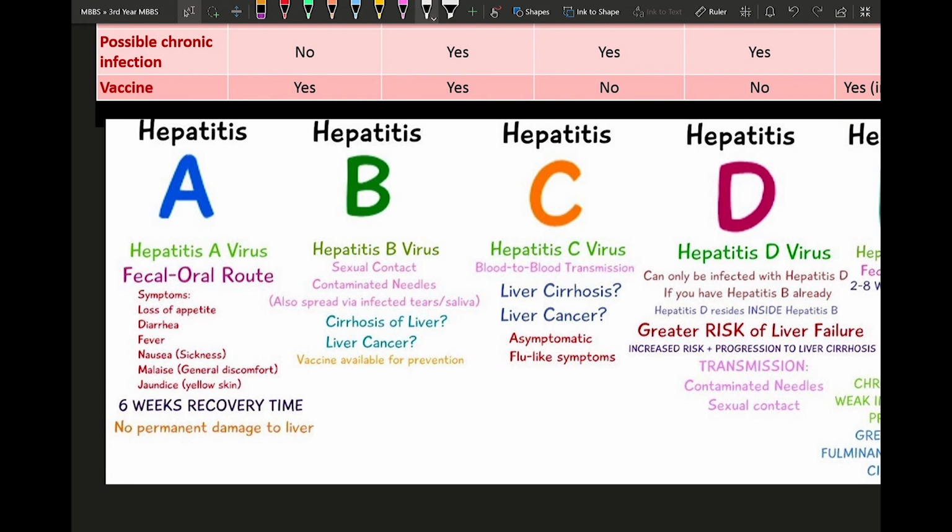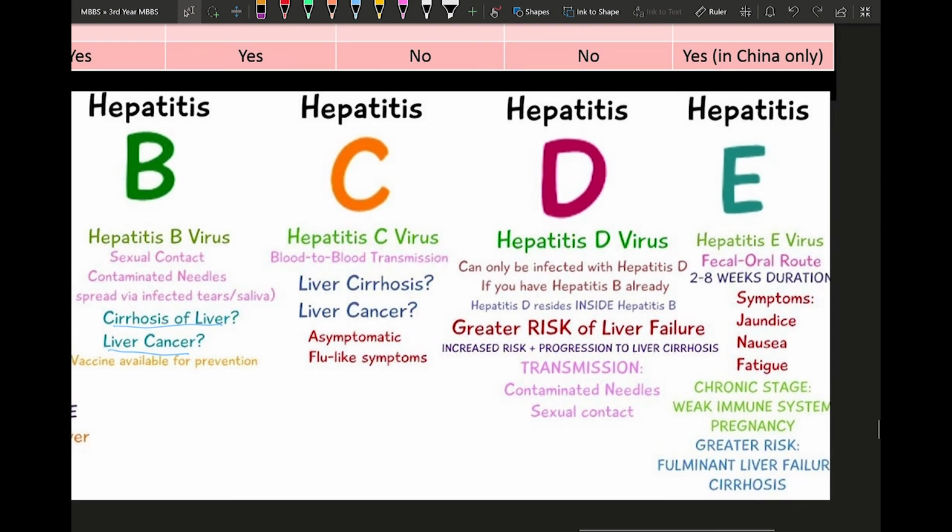Hepatitis A is a fecal-oral contamination. You have diarrhea, fever, and then loss of appetite, nausea, malaise, jaundice. You have 6 weeks recovery time, and this is not a very dangerous type of hepatitis. Now hepatitis B is the most dangerous one, and there's a vaccine for this which all medicos are supposed to take before joining their college. This can cause liver cancer and liver cirrhosis, so it's very dangerous.